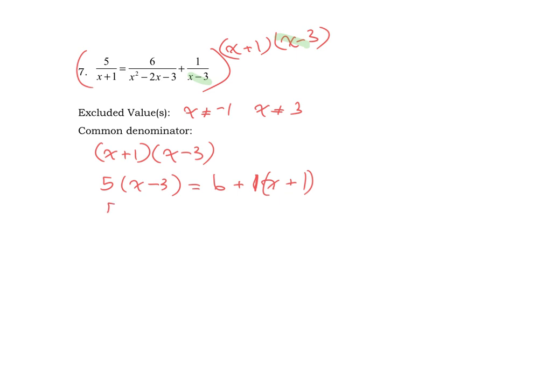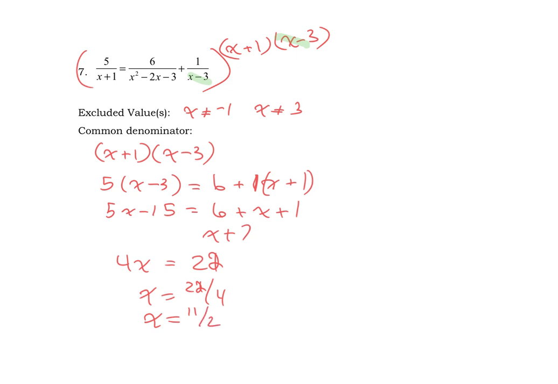So distribute and get 5x minus 15 equals 6 plus x plus 1, which this becomes x plus 7. I'm going to subtract that x and get 4x. I'm going to add that 15 and get 21. So x equals 21 over 4. 22 over 4. Sorry about that. Which reduces to 11 over 2. That is not any one of my excluded values, so that is a good solution.